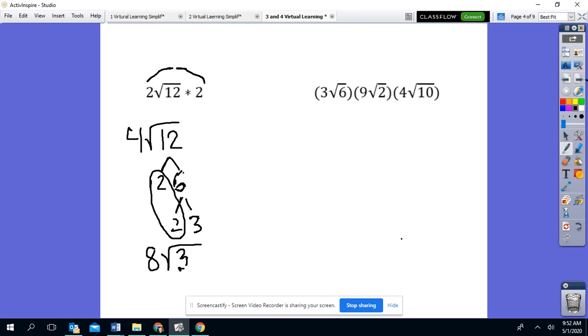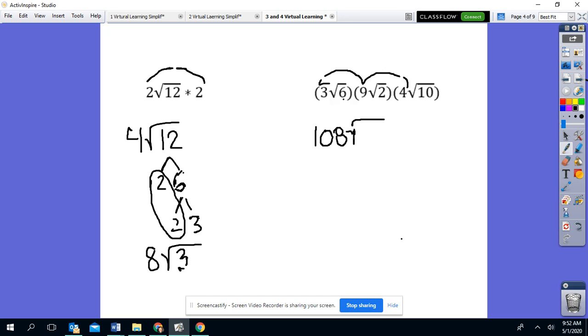All right, let's take a look at this next one. This one's got 3 radical expressions, so we want to multiply all of our numbers that are on the outside. So 3 times 9 times 4. Well, 3 times 9 is 27. And then 27 times 4, and I'm going to use my phone calculator, and I get 108. So 108 is going to be on the outside of the radical, because those were the 3 numbers that were on the outside of the other radicals.